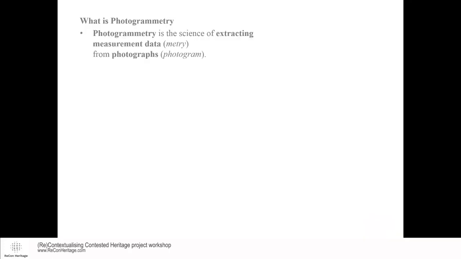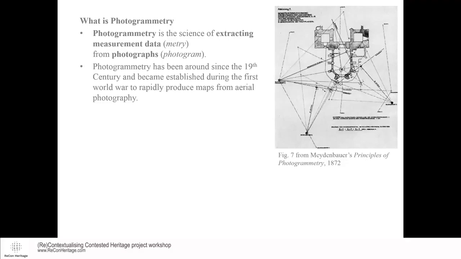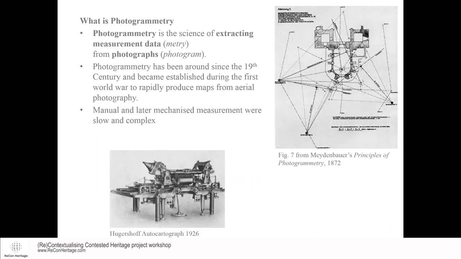So, what is photogrammetry? Photogrammetry is a method of extracting measurement data, or metry, from photographs. It's been around for quite a long time, since at least the 19th century, although it really became established during the First World War as a way of rapidly producing maps of the conflict from aerial photography.